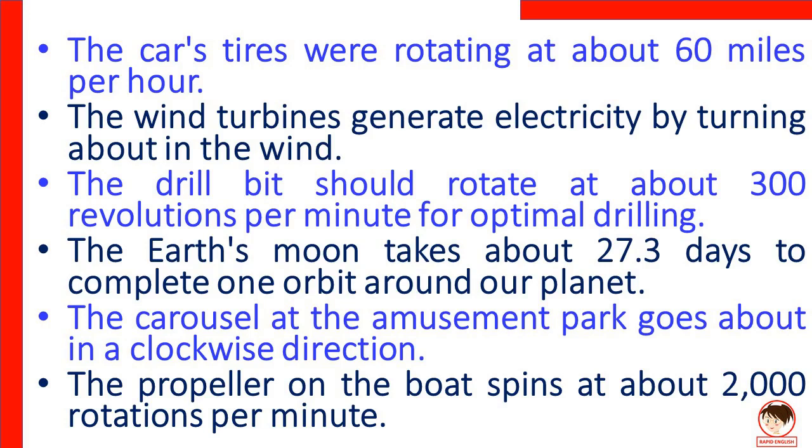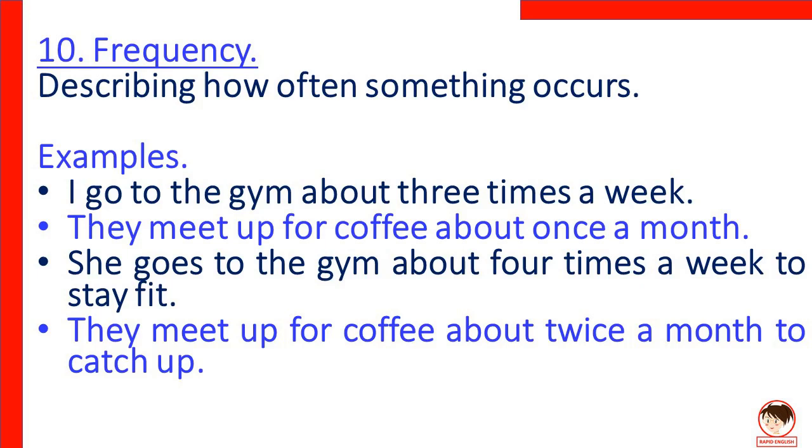The Earth's moon takes about 27.3 days to complete one orbit around our planet. The carousel at the amusement park goes about in a clockwise direction. The propeller on the boat spins at about 2,000 rotations per minute.